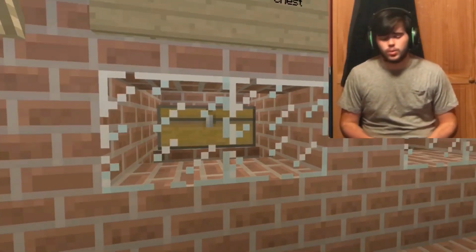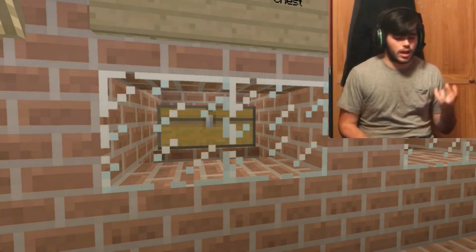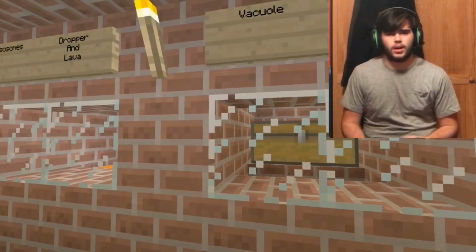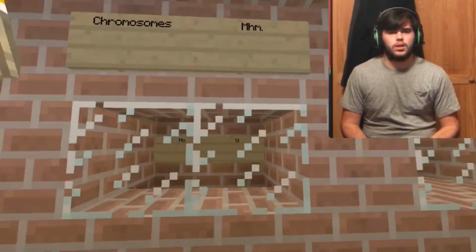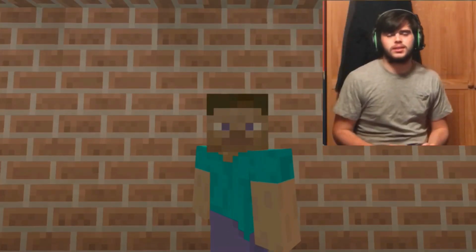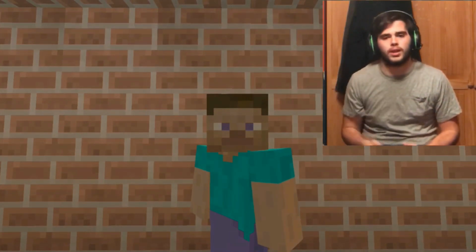I have this compared to a chest mainly because the vacuole is kind of like an organelle that holds things, mainly water, but a chest holds items. Chromosome, the chromosome is me. It's myself, it's who I am. In this case, I'm Steve, and this is literally the cringiest part of this probably ever.